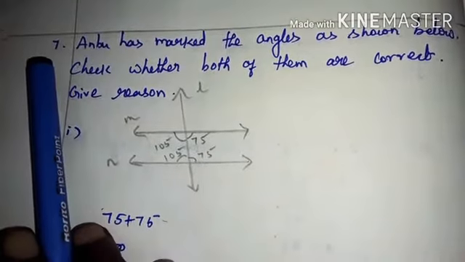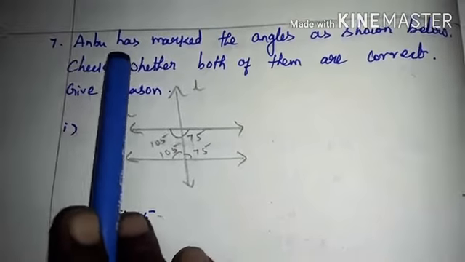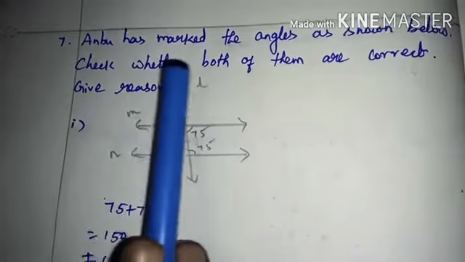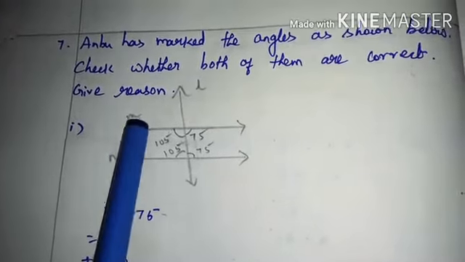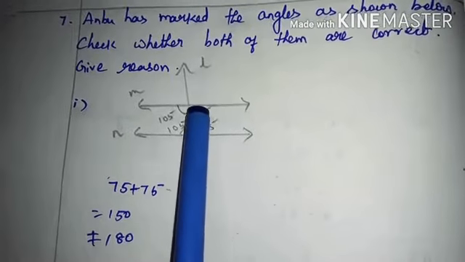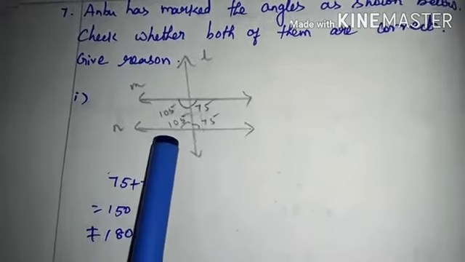Now let's see one more sum from that exercise. Anbu has marked the angles as shown below. Check whether both of them are correct. Give reason. Here Anbu has marked the angles as 75, 75, 105 and 105.